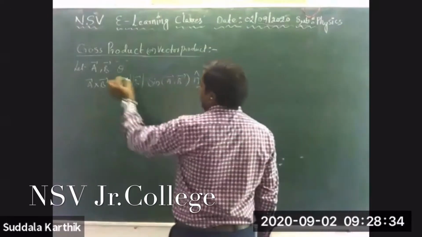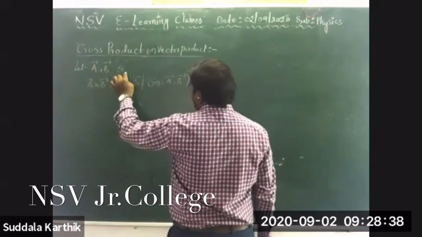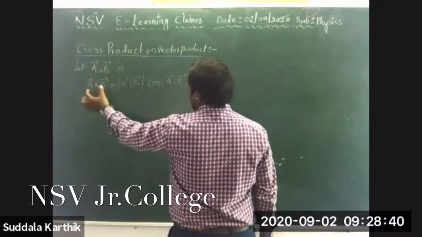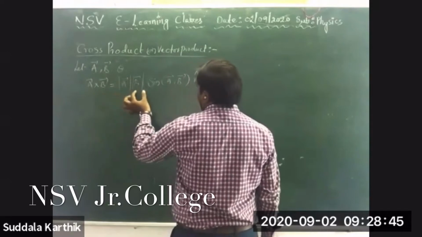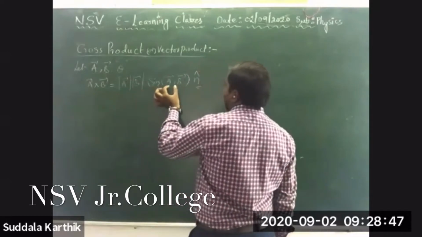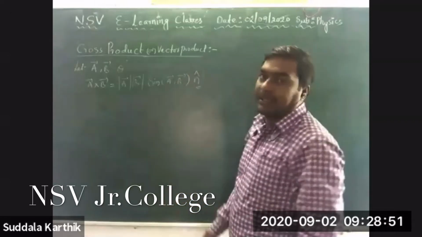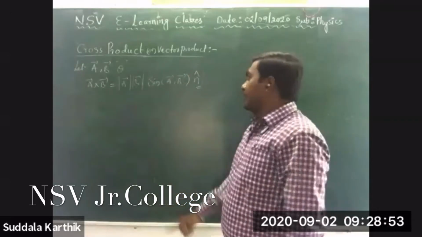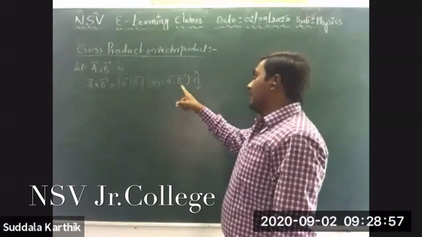Let A bar and B bar be any two vectors making some angle theta. Then A bar cross B bar is equal to magnitude of A bar, magnitude of B bar, sine of the angle between A bar and B bar, and n cap.